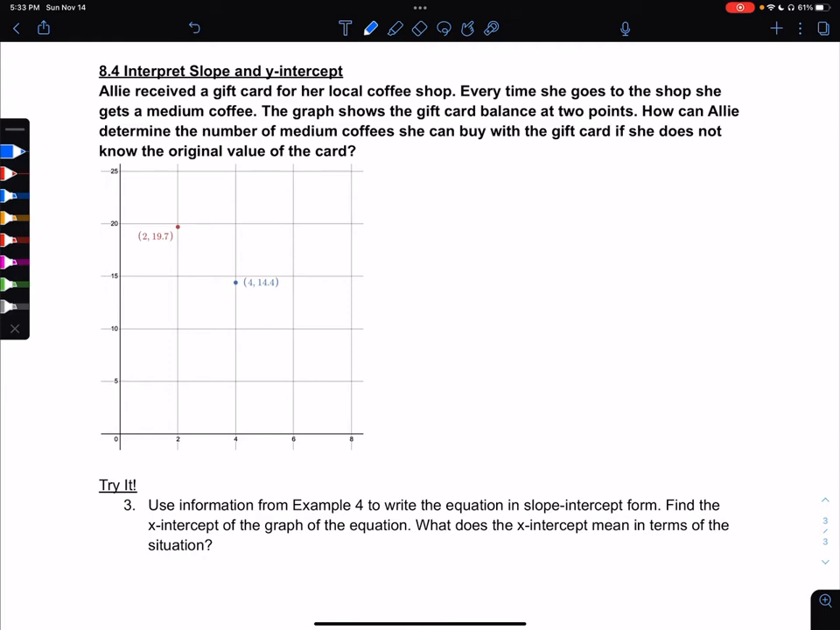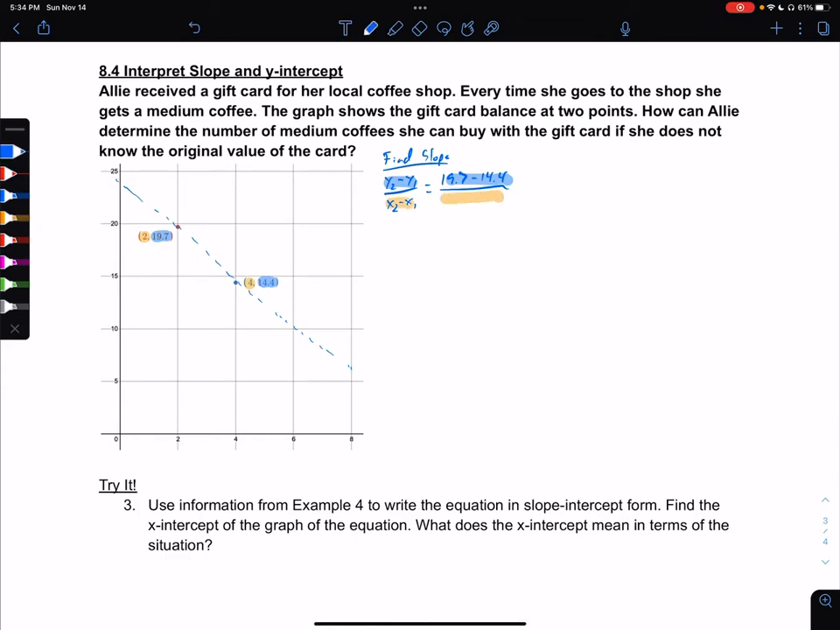So let's take our 2 points. And we're going to draw an imaginary line here, right? We don't really know where this is going to go, but we know it's going to look something like that. Let's find the slope first because we don't really know where else to start. Use our slope formula, y2 minus y1 over x2 minus x1. So my y values, I'm going to use 19.7 minus 14.4. Right, those are the y values. And then the x values, I use 2 and 4.